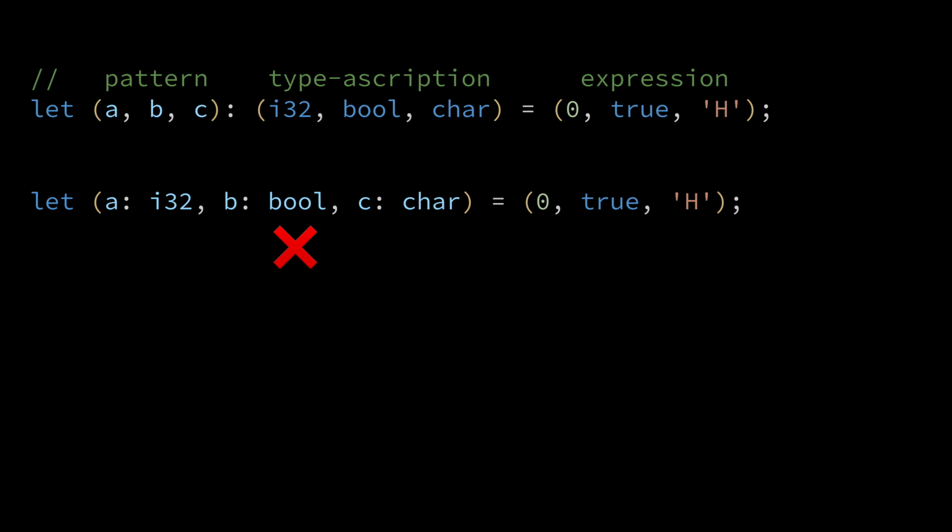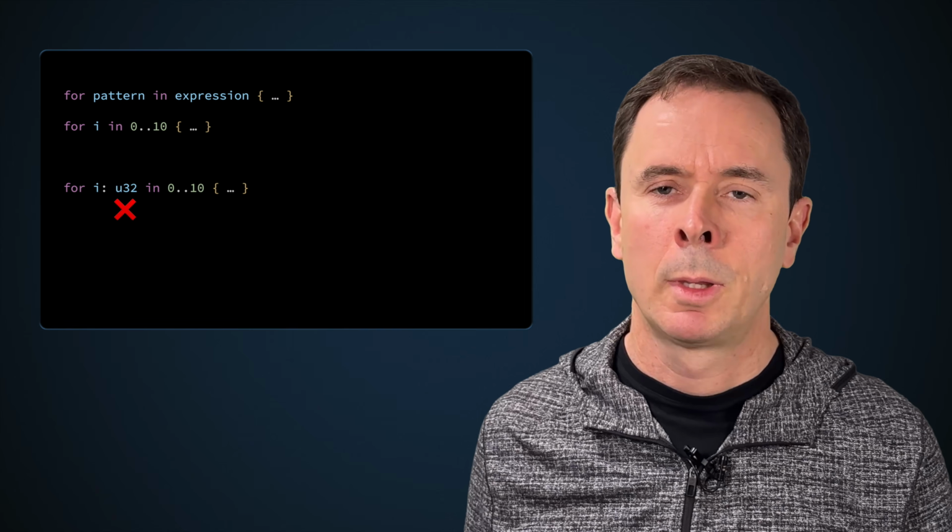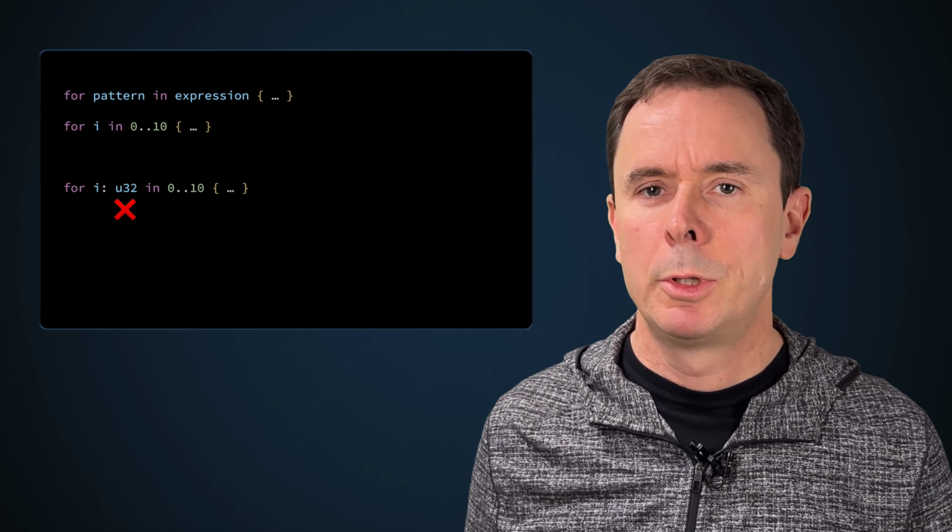You can't mix type ascriptions into a pattern. The grammar for a let statement is let pattern, an optional colon with a type ascription, and an optional equals with an expression. The pattern and the type ascription are separate. Same deal with for loops. You might be tempted to write a type ascription like for i colon u32, but it doesn't go there. The grammar is just for pattern in expression. There are ways to ensure an expression gives you the type you want, and we'll talk more about that when we get to generics. Okay, back to tuples.